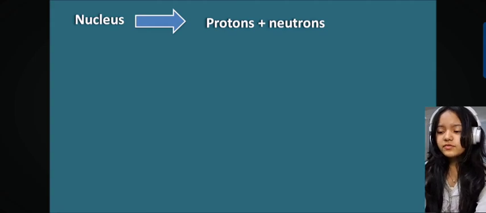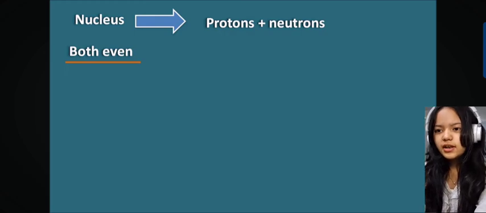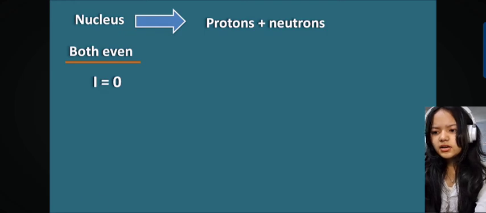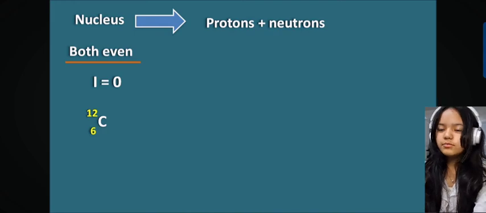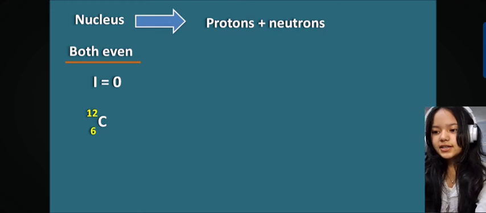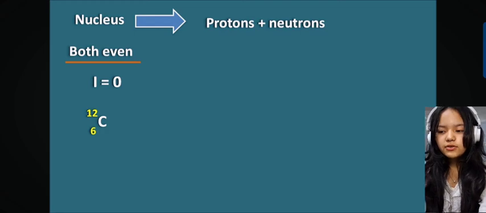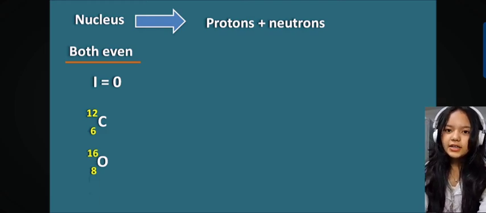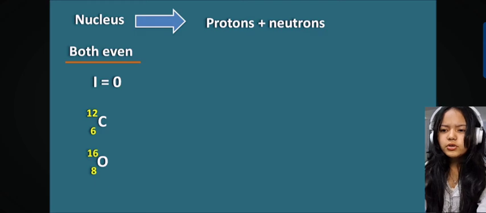Suppose an atom has both an even number of protons and an even number of neutrons, then I will be equal to 0. For example, 6C12, carbon-12, cannot give the NMR signal, because the I value of carbon-12 is 0. 6C12 has 6 protons and 6 neutrons, so both are even. So we have I equal to 0 and hence it will not give an NMR signal. A second example we can take is 8O16. It has 8 protons and 8 neutrons, both being even.